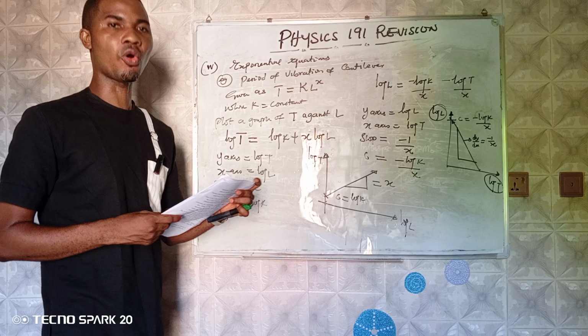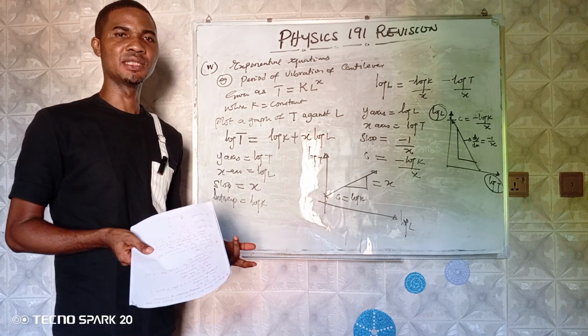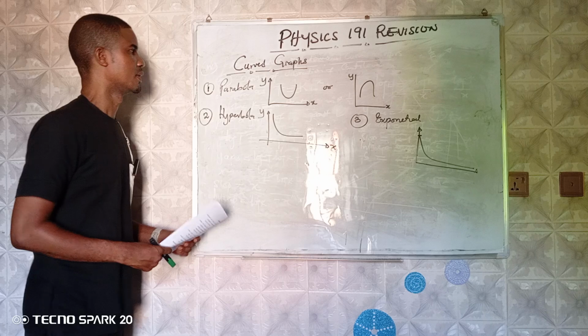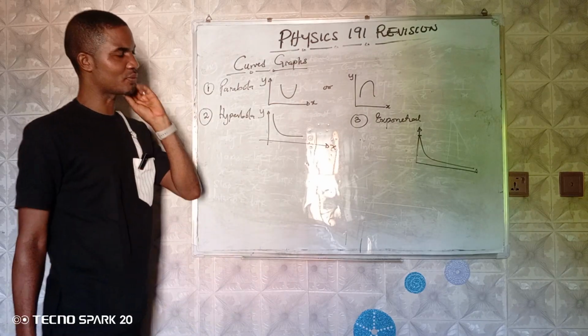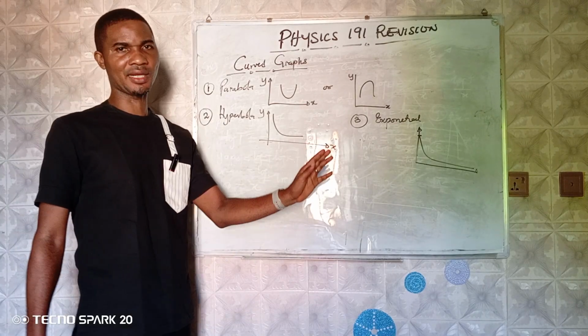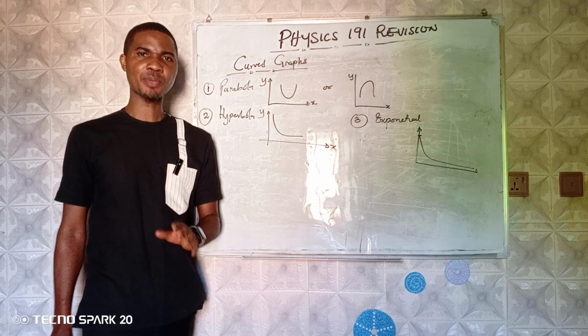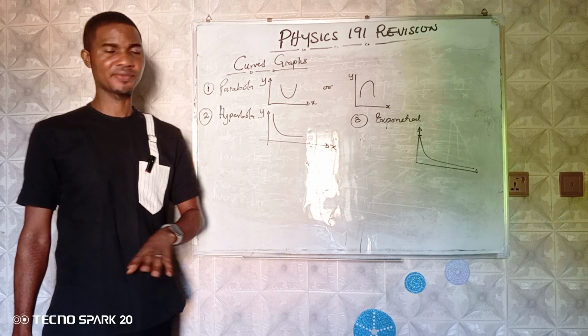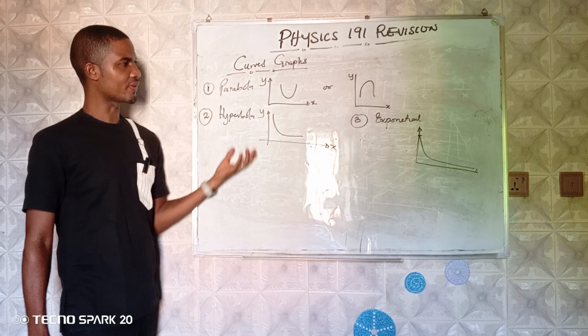The next thing we'll go into is curved graphs. Some graphs are curved and we want to learn about them. We have just looked at straight line graphs, but in physics practical, there are also curved graphs. There are also some experiments that talk about curved graphs.